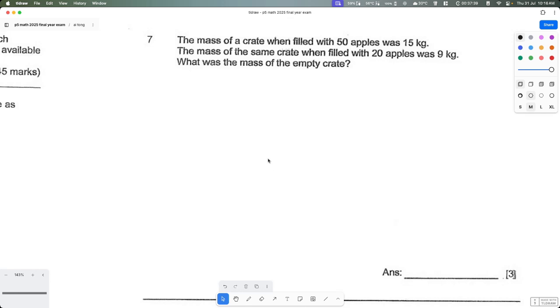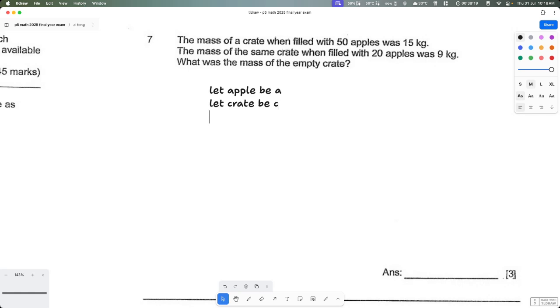Question number 7 says the mass of a crate when filled with 50 apples was 15 kilograms. The mass of the same crate when filled with 20 apples was 9 kilograms. What was the mass of the empty crate? I would say this is like a repeated identity kind of concept, but usually I'll just use simultaneous equations.